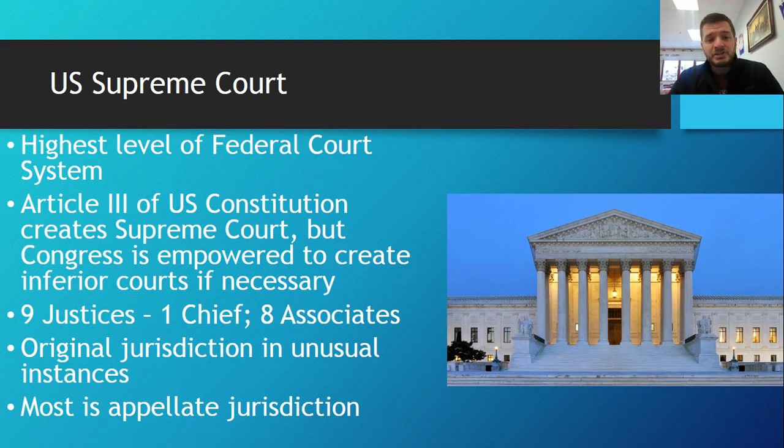There are usually 9 justices: 1 chief and 8 associate judges. Currently, we only have 7 associate judges. They have original jurisdiction in very unusual instances. Remember, original jurisdiction means that they can hear a case first. Like the example I gave you of piracy, that would be something the Supreme Court could hear first. But most of their jurisdiction falls under appellate jurisdiction.